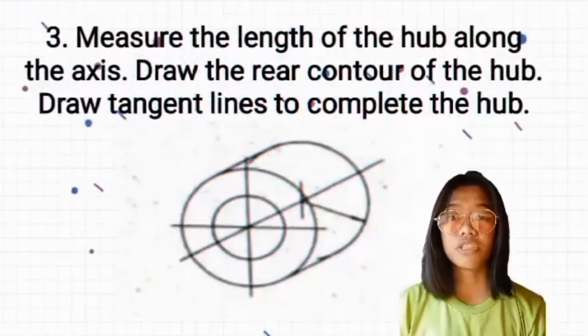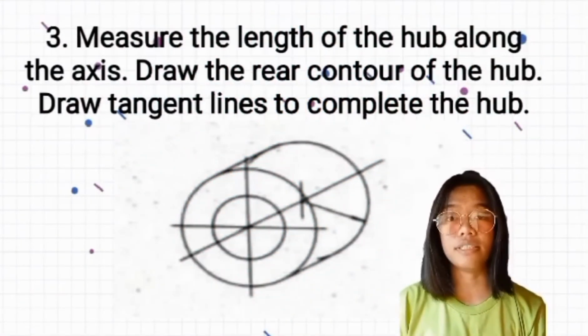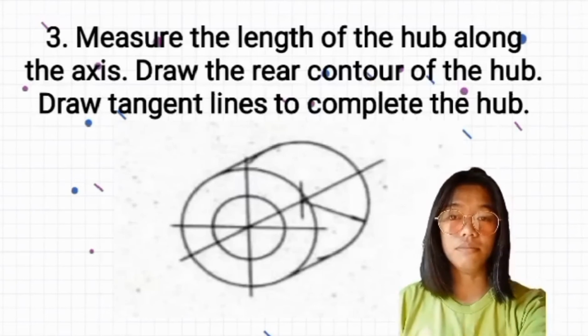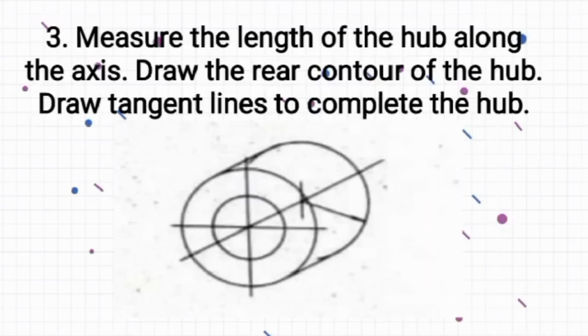Third step, measure the length of the hub along the axis. Draw the rear contour of the hub. Draw tangent line to complete the hub. Ang sabi naman dito sa step number 3 is susukatin naman yung haba ng hub sa kahabaan ng axis, tapos yung pinakang likurang tabas o bahagi ng hub ay iguguhit para naman makumpleto ang hub. Guguhit naman ng mga tangent na linya.